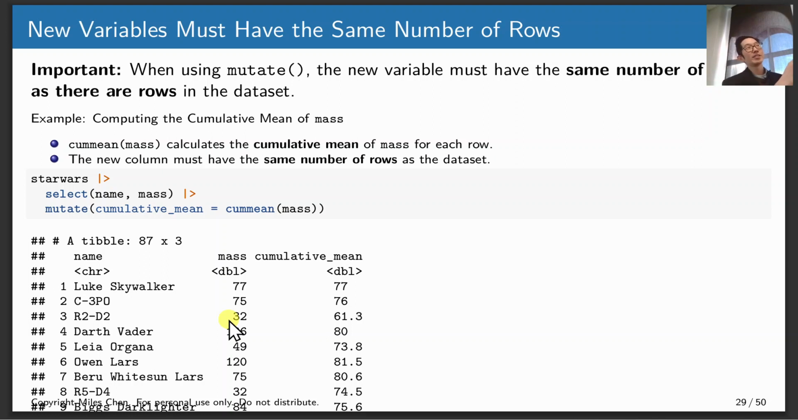It's like in January it was this, and then in February the cumulative mean is this, and in March the cumulative mean is this, so on and so forth. It doesn't make sense here because there's no ordering to these things, but just so you can see, if the first number is 77 and the next value is 75, then the running mean so far is 76, and then if we add in a 32, the cumulative mean is going to be 61.3, so on and so forth. And so here this is creating a new variable, cumulative mean.